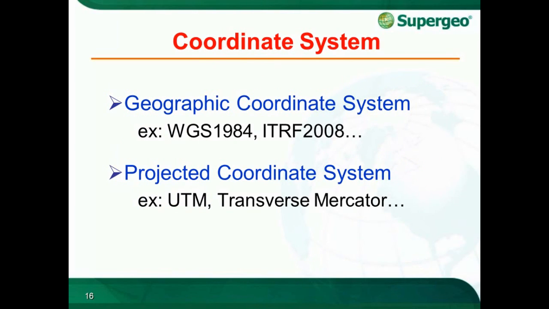The coordinate system is important information for GIS software, since different data sources may contain different coordinate systems. In this case, choosing the right coordinate system for the layer is very important. Coordinate systems are classified into geographic coordinate systems, for example, WGS 1984 and ITRF 2008, and projected coordinate systems like UTM and Transverse Mercator. Then next, we will have a brief description of them.